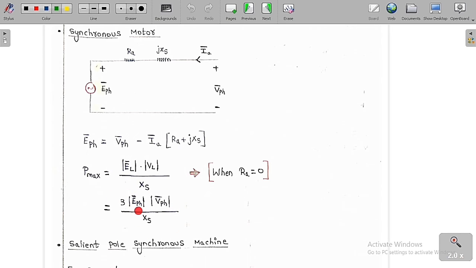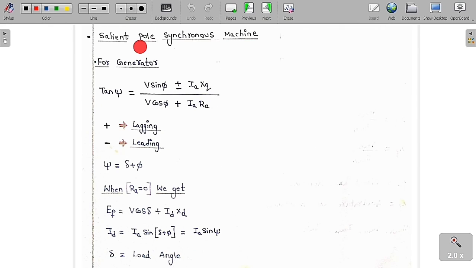But this individual term, mod of EPH bar into mod of VPH bar by XS, is the single phase maximum power. If you multiply by 3, you get the three phase maximum power. Now we'll discuss the salient pole synchronous machine for generator.